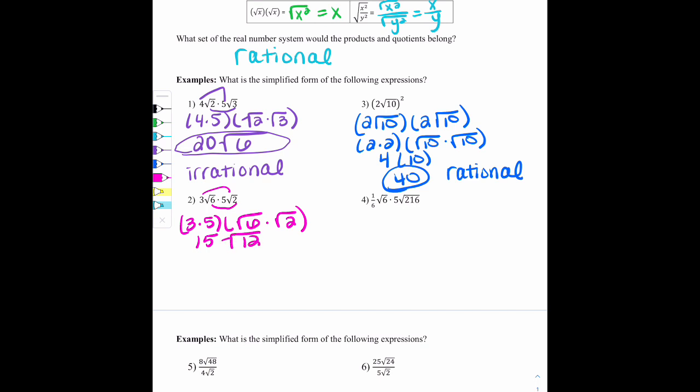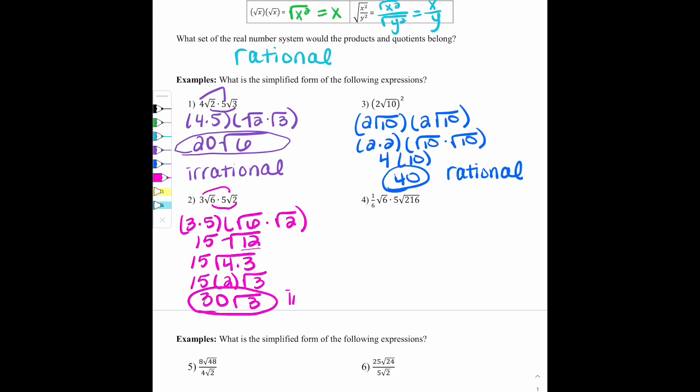Now here's an example of a radical that is not in simplest form. We can take 12 and simplify it. So this would become 15 times the square root of 4 times 3, because the largest perfect square factor of 12 is 4. So we have 15 times, 4 is a perfect square, and the square root of 4 is 2, so that comes out from underneath the radical, and square root of 3 stays inside. So 15 times 2 means we have 30 square root of 3.